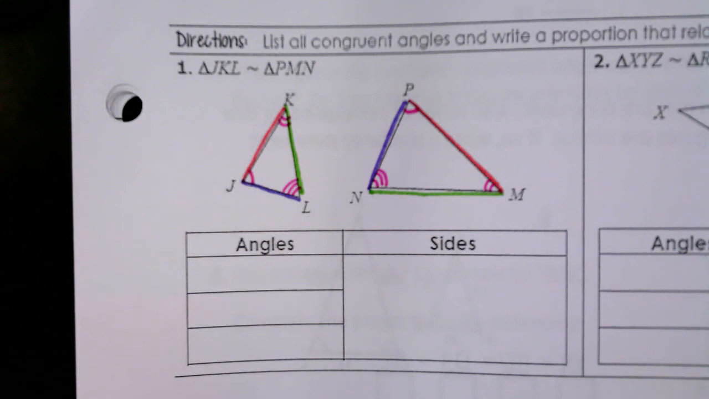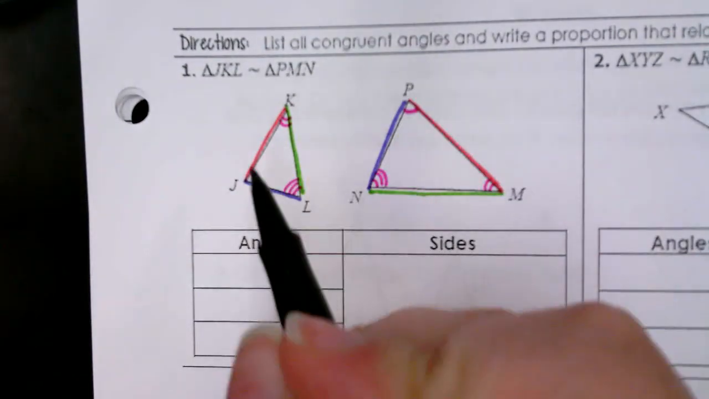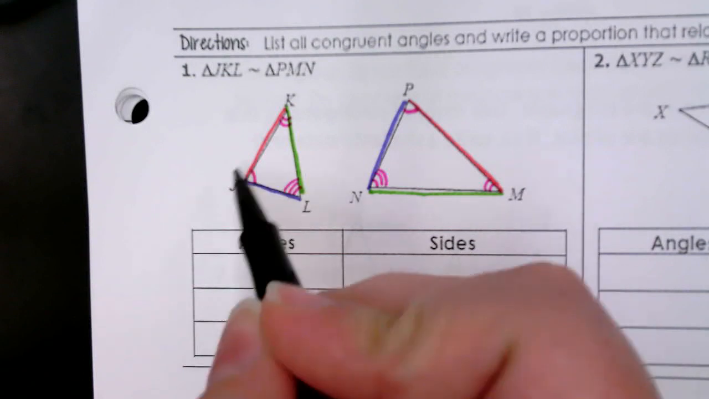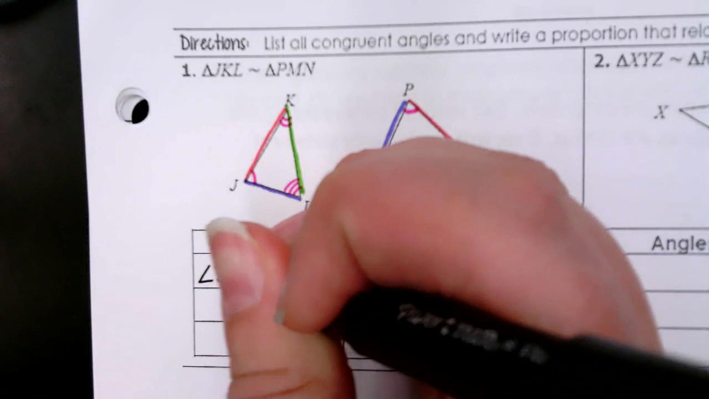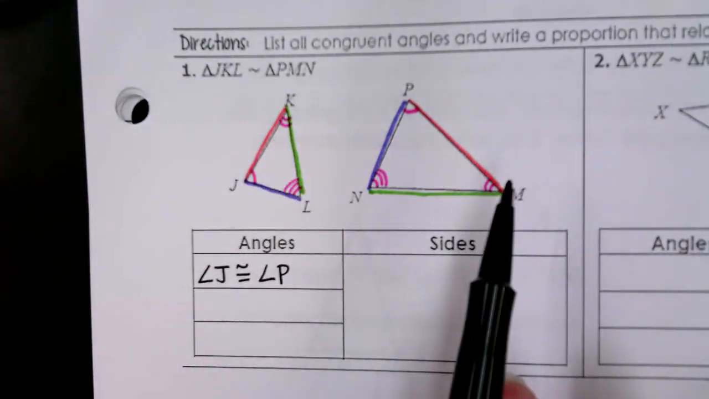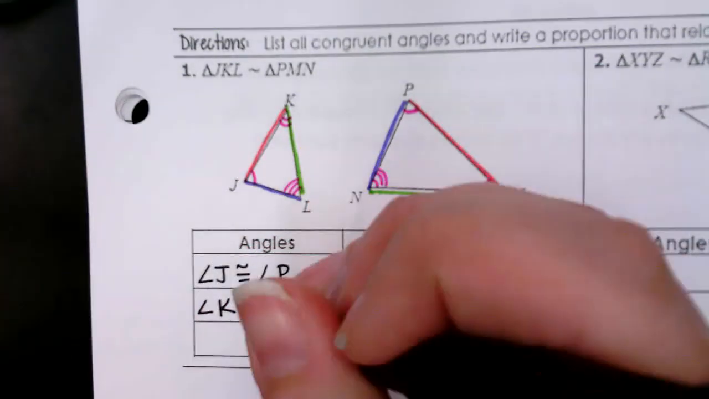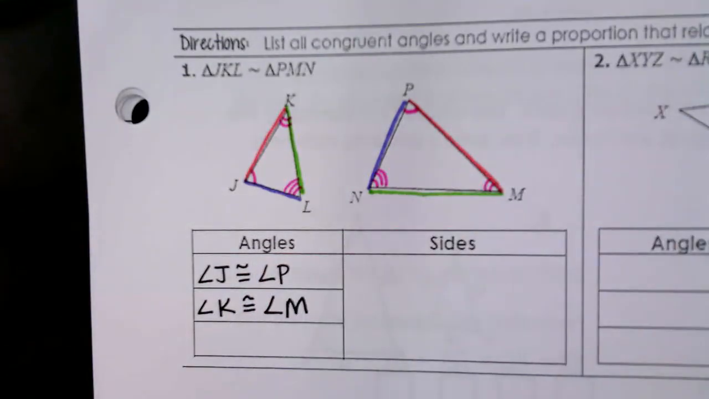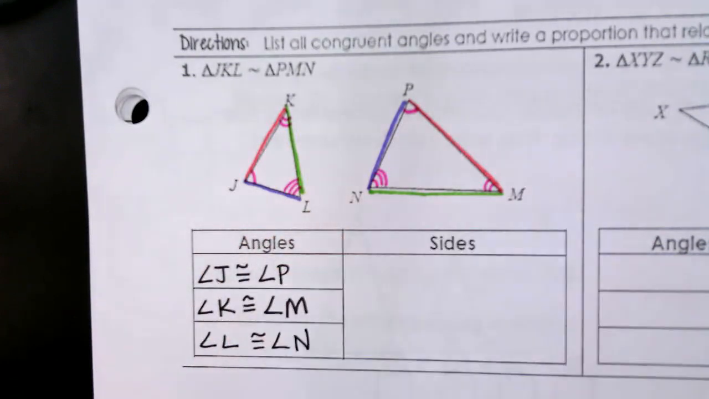So now when we fill in the information in the table for angles, remember all angles in similar polygons are congruent, corresponding angles. So J and P are congruent. So angle J is congruent to angle P. And then K and M are corresponding, so they are congruent. Angle K is congruent to angle M. And then L and N are congruent. So angle L is congruent to angle N.